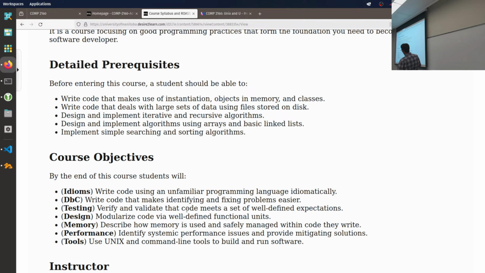By the end of this course, I want you to be able to write code using an unfamiliar programming language idiomatically. As you've made the transition from processing to Java or Python to Java, you've already seen this idea that in processing or Python, there was a specific way to solve something. I'm going to pick on Python here. In Python, there's a structure called a list comprehension, which basically lets you write a for loop on a single line inside square brackets, and you get a list out of it.